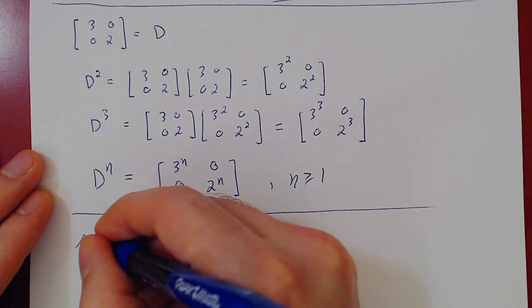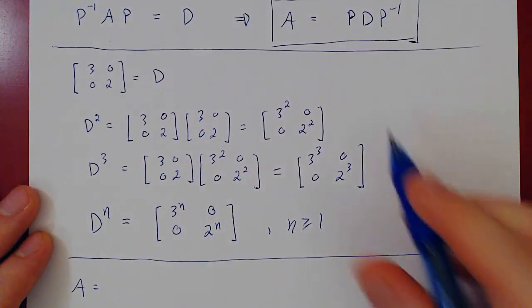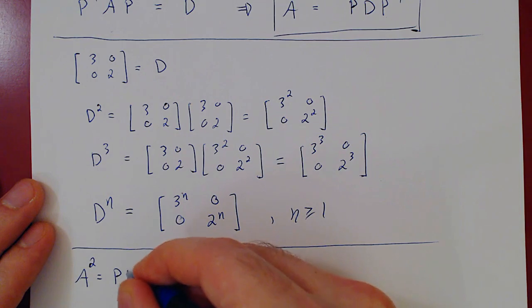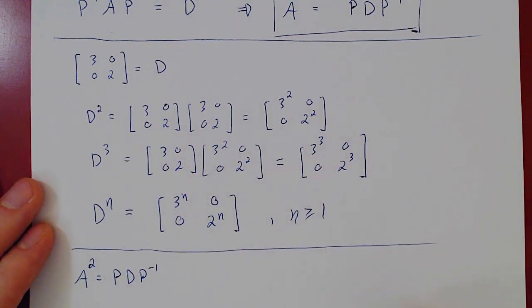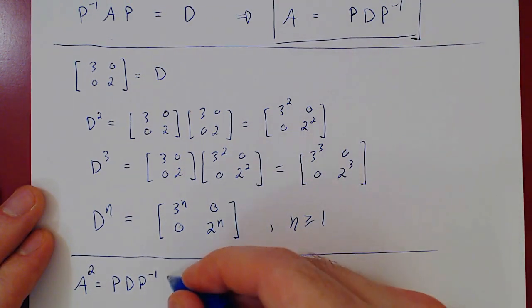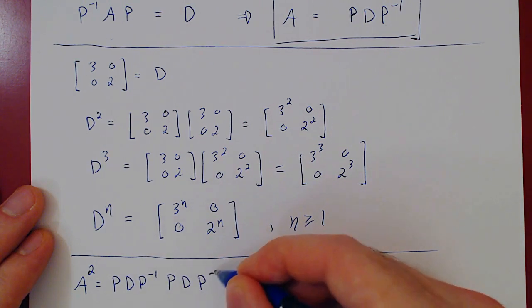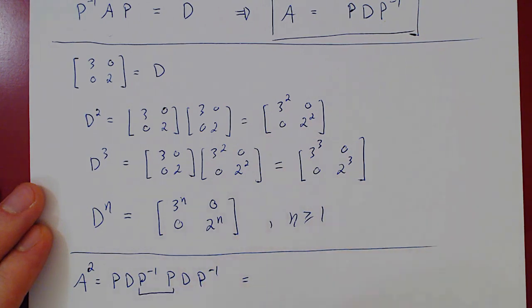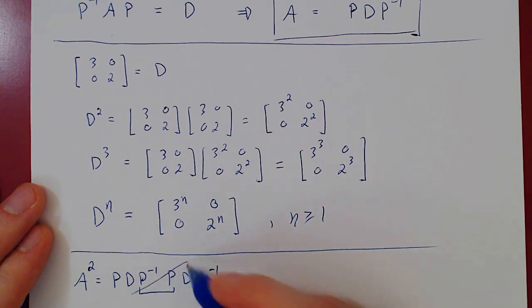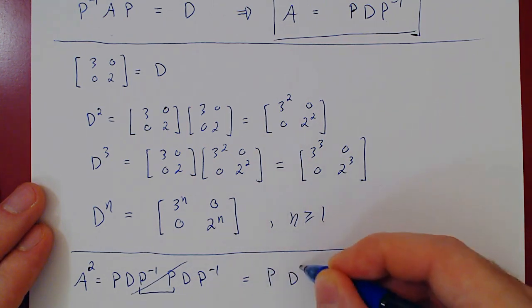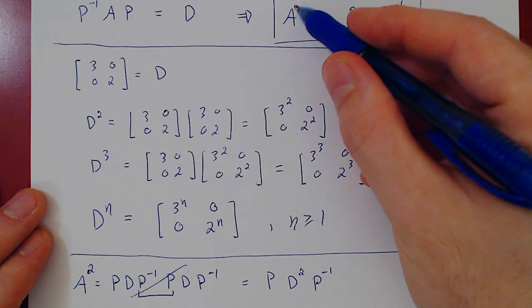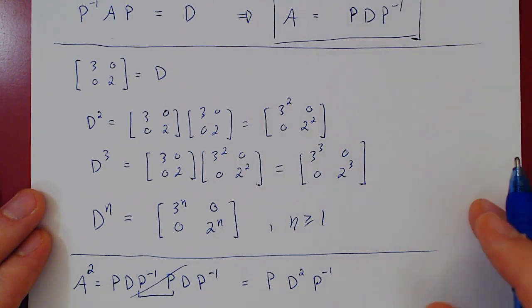So we say, well, A, and if you recall, A is P D P inverse. So if we do A squared, this will be A times A, so P D P inverse times P D P inverse. But if you notice, the P inverse times P will give you I. This will cancel, and you'll be left with P D D P inverse. This will be P D squared P inverse. So you see that A squared is P D squared P inverse.